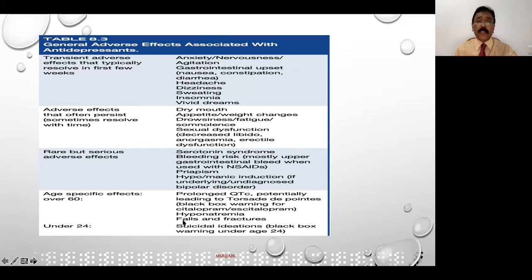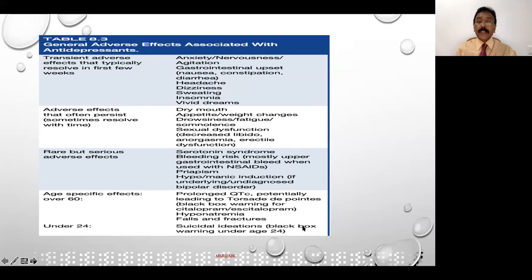Falls and fractures, I don't know. The age above 60, anything which produces sedation is a risk of falls and fractures, which we have to be extremely careful about. That is why when that 80-year-old man refused to take escitalopram but was taking clonazepam, we are more worried about this.